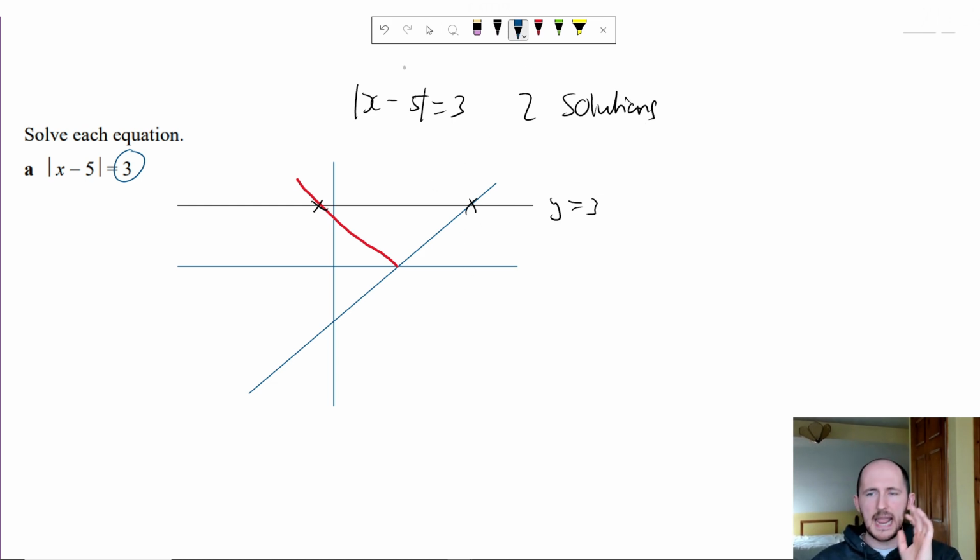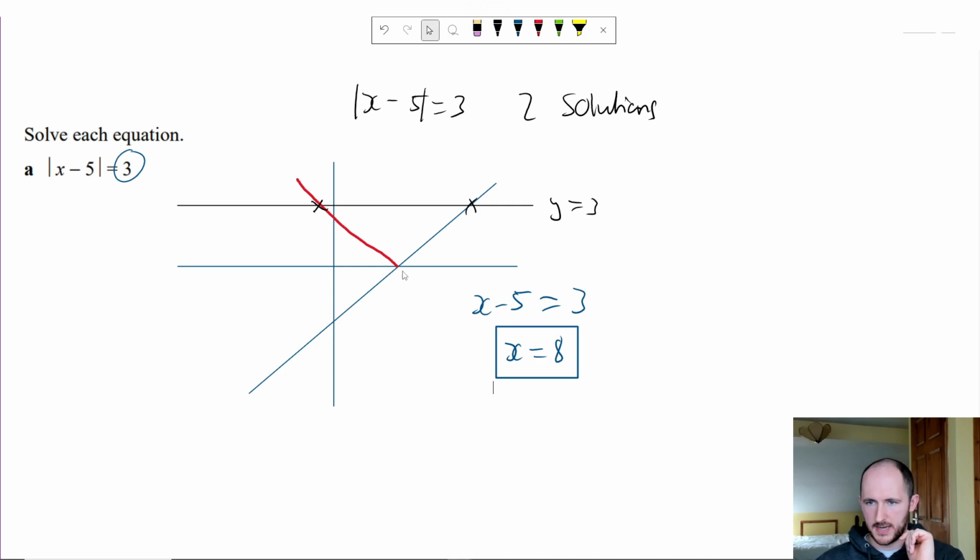Now, how do you know what the values are? Well, this blue part of the graph is just x minus 5. That is the graph of y equals x minus 5, just this blue part here. So one of my solutions is when x minus 5 equals 3, because again, the blue part is just the graph of y equals x minus 5. Which means one value is x equals 8. Boom.